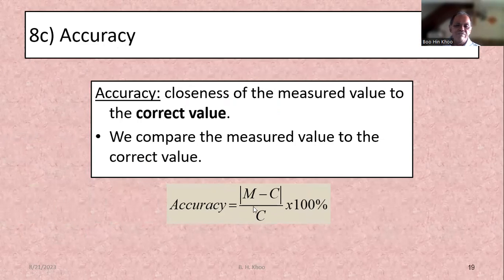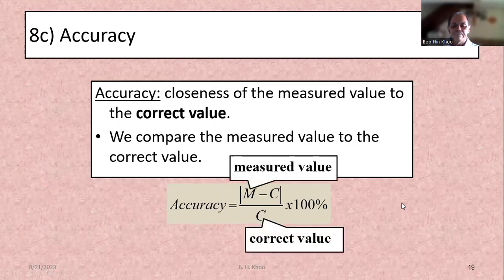So usually we calculate in terms of percentage, then we can see how close it is. If it's very large, then inaccurate. If it's very small, then it's accurate. Right? So we compare. We want the positive value. Measured value minus true value divided by true value times 100%. Right? True value or correct value.